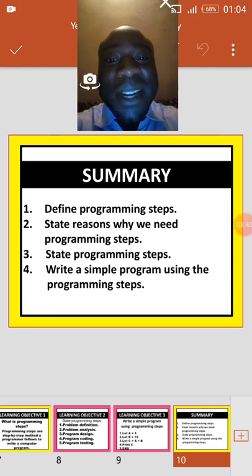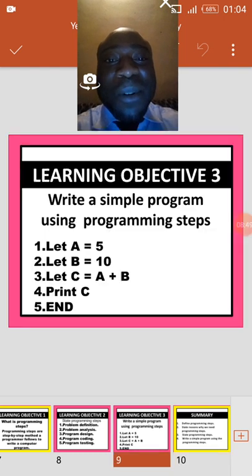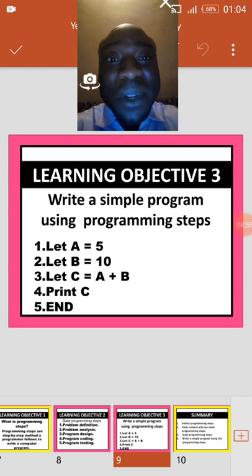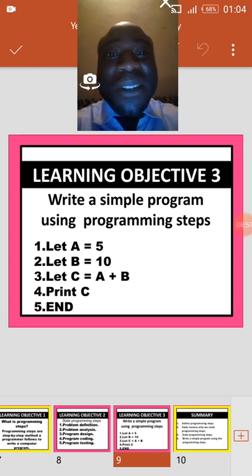And the last thing that we looked at today is a simple program where we write a program to add two numbers.